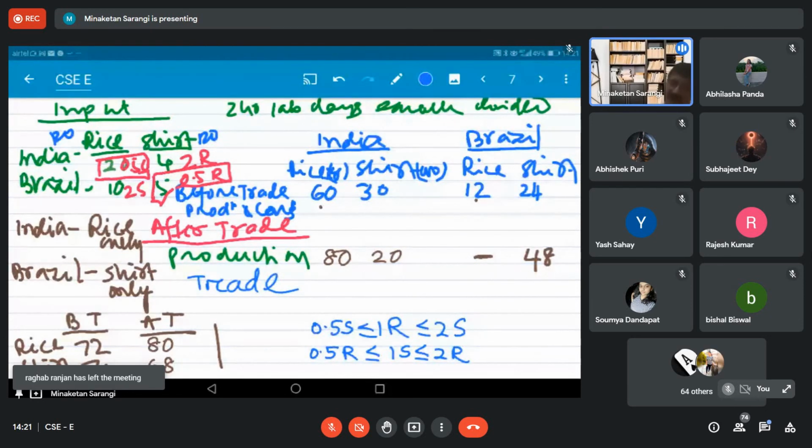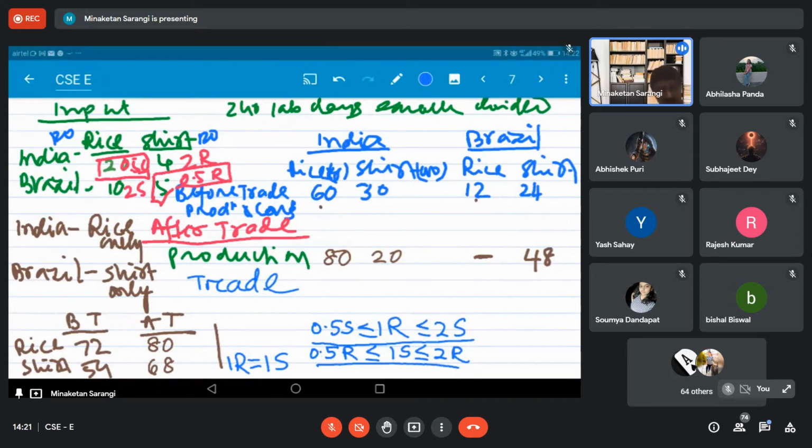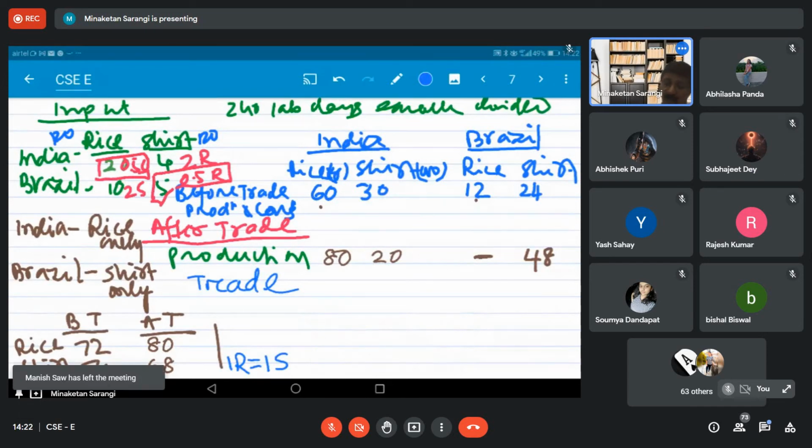Let us assume again, two countries decide the terms of trade will be 1 R is equal to 1 S. 1 kg of rice is equal to 1 SAT. That this 1 R is equal to 1 SAT satisfies this condition, also satisfies this condition. Both the conditions have been satisfied. So we assume that the terms of trade is equal to 1 R is equal to 1 S. Now on that basis, we'll proceed further.